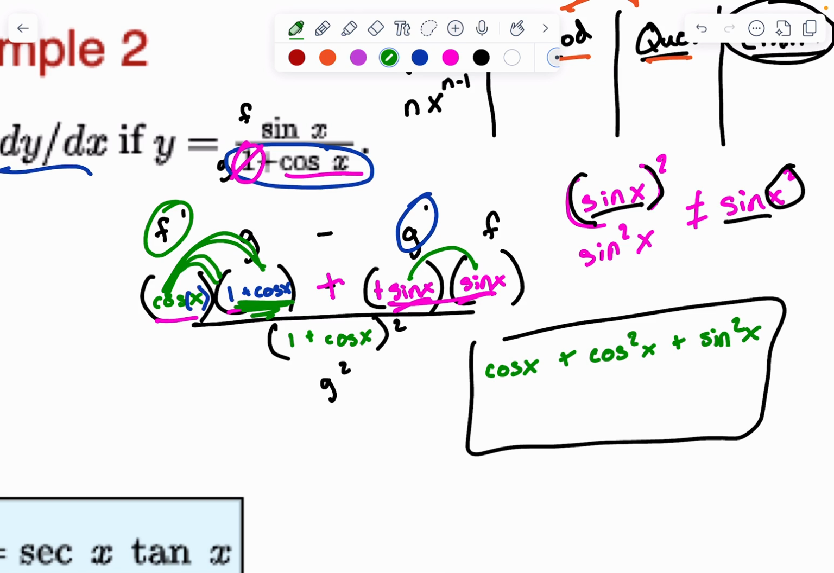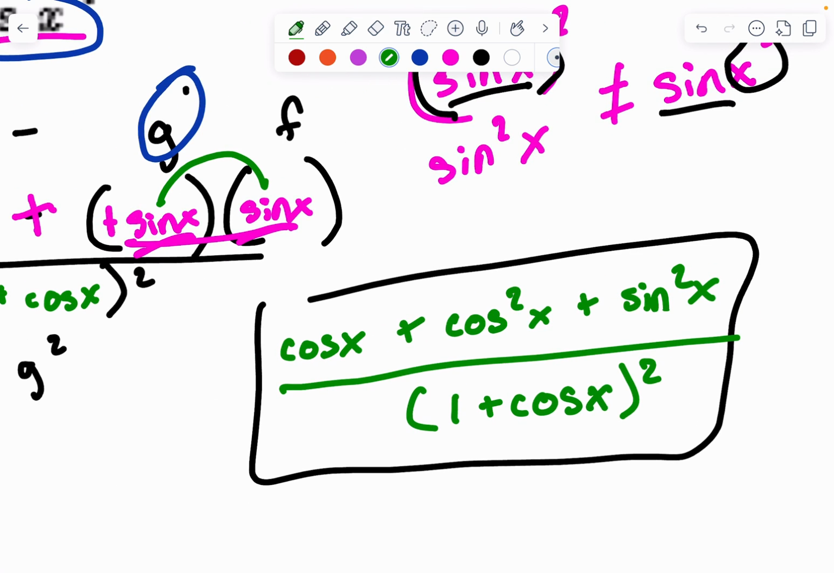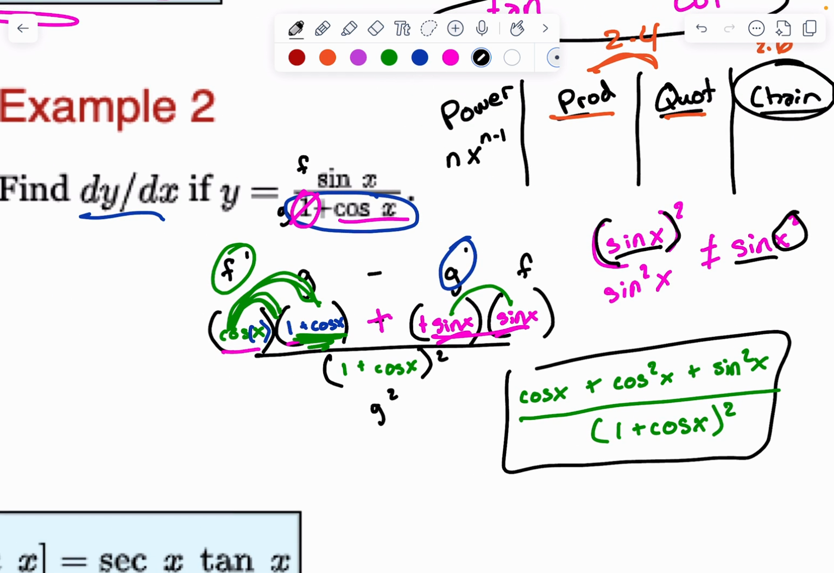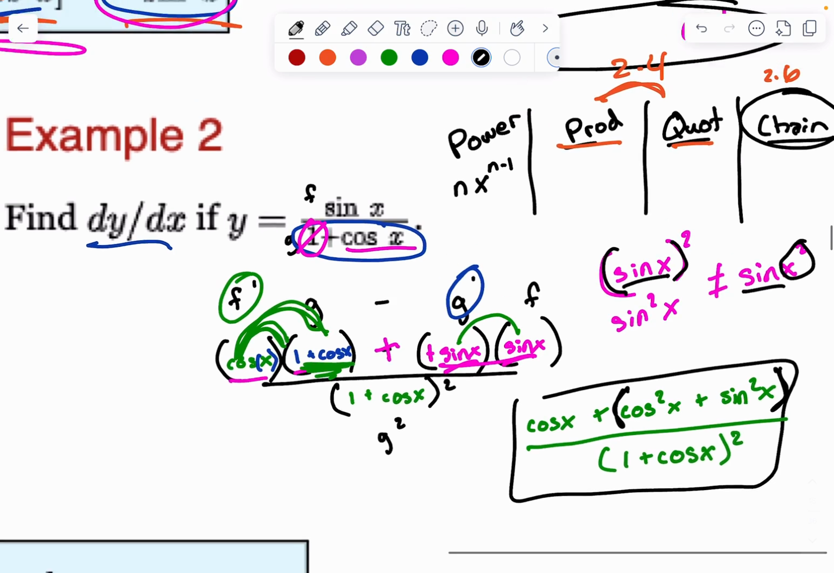I'm going to distribute that cosine through, so I've got that, and then I end up with those 3 pieces, and then the 1 plus cosine x squared on the bottom. Now, if you say answer done, I'm fine. That's totally good. But you trig kids will eventually get to the point, and maybe see this guy right here, cosine squared plus sine squared. And that is a special thing.